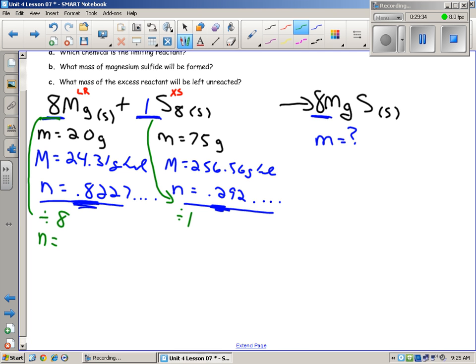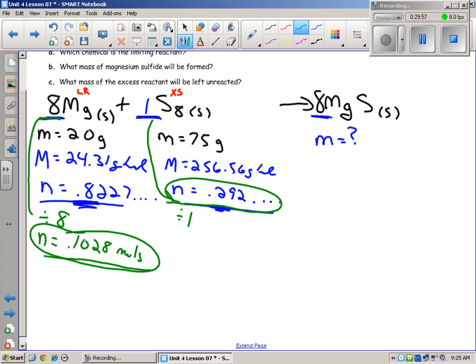So when I divide 0.8227 by 8, I get about 0.1028 moles here. So I'm going to compare this one for 1 mole, and this one is already for 1 mole. I'm going to compare these two numbers. The smaller of the two numbers is the one that runs out first. Because remember, 0.1028 moles technically should react with 0.1028 here, yes? Or if I had 0.292 there, I need 0.292 here.